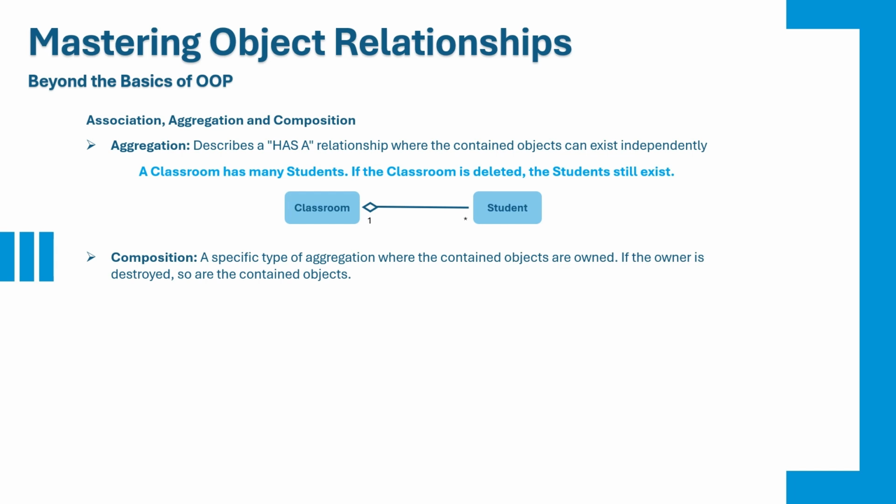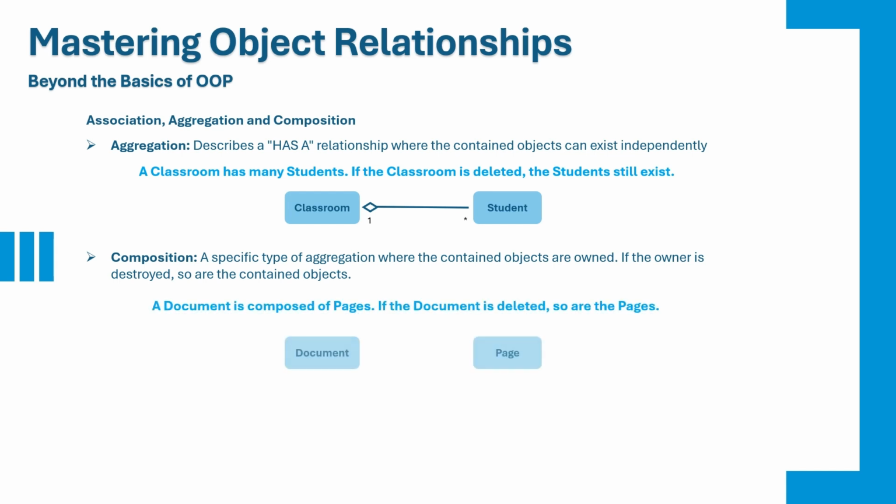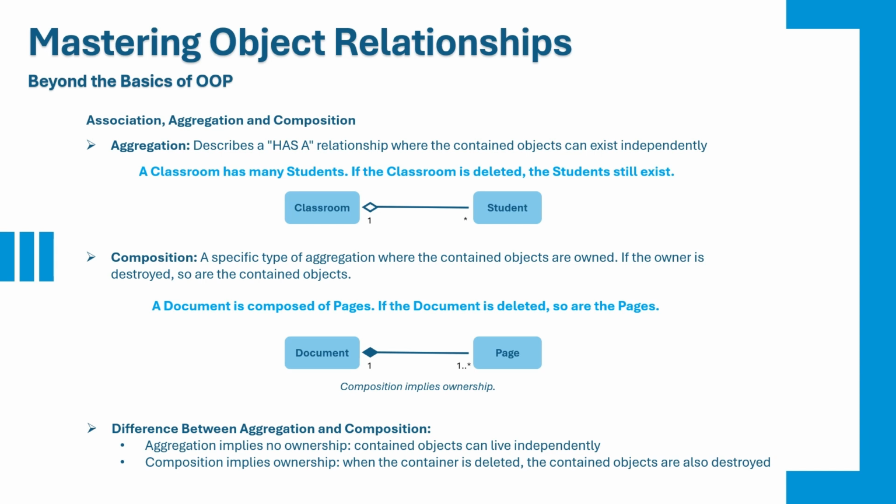Composition also describes a has-a relationship, but with a key difference: ownership. In composition, when the container object is destroyed, all its contained objects are destroyed with it. For instance, think of a document object and a page object. A document is composed of pages. If you delete the document, the pages are deleted as well, because the pages are owned by the document. That's the key distinction. In aggregation, the contained objects can live independently of the container object. In composition, the contained objects are owned, and when the owner is deleted, they are deleted too.